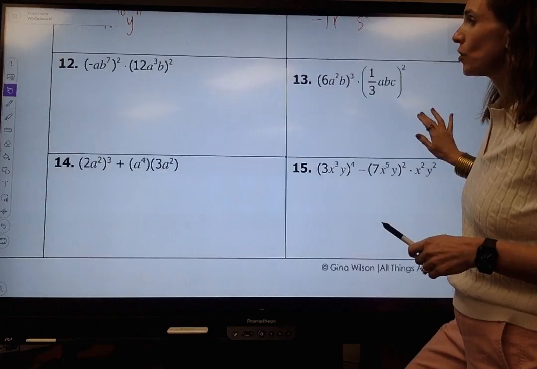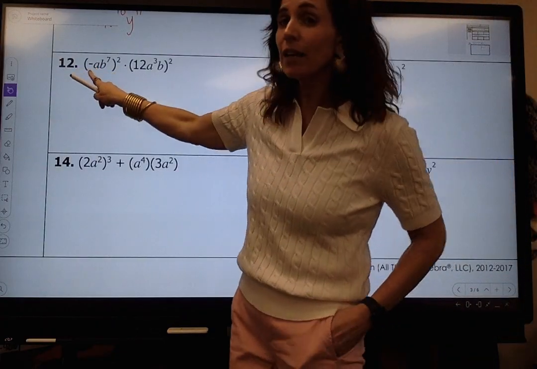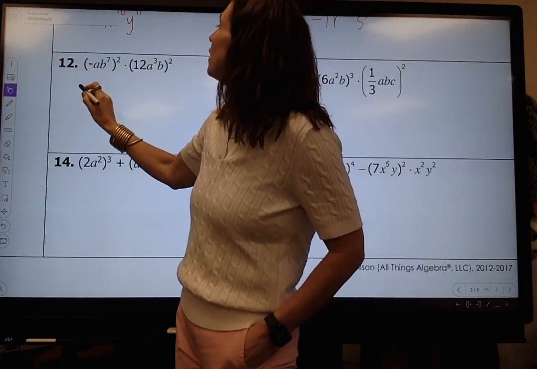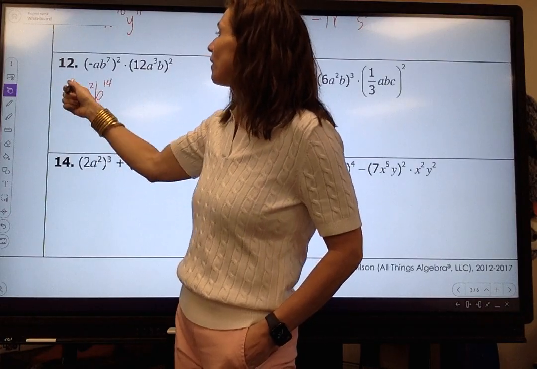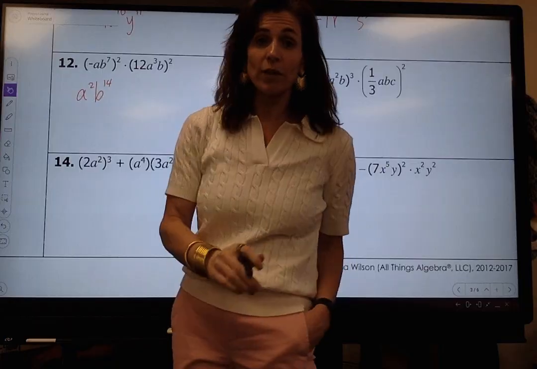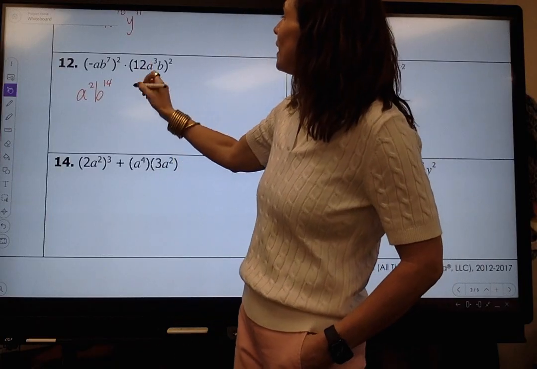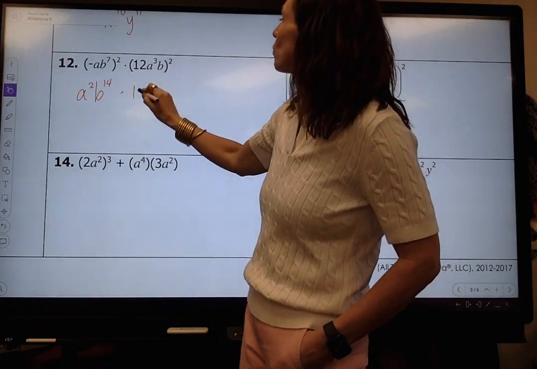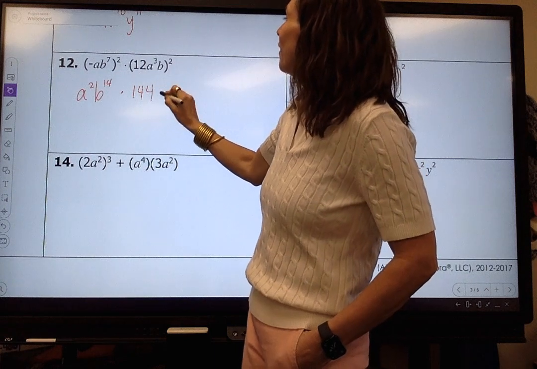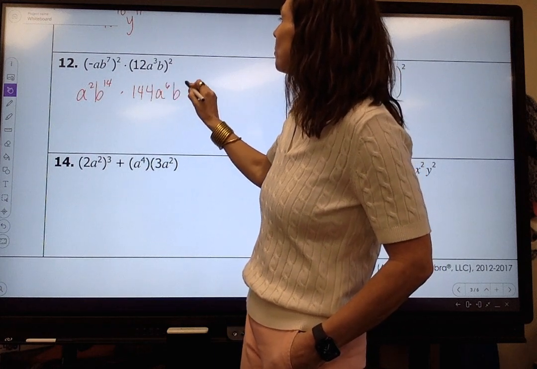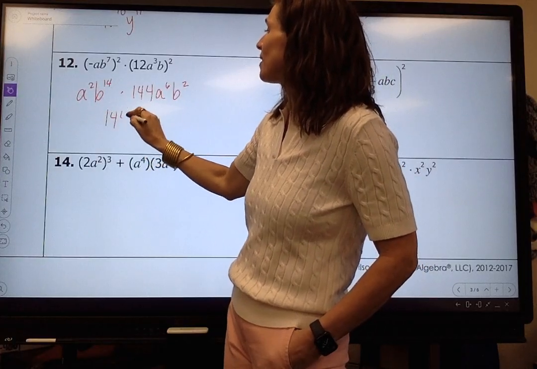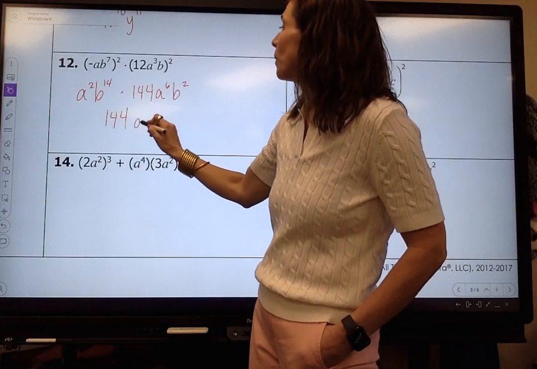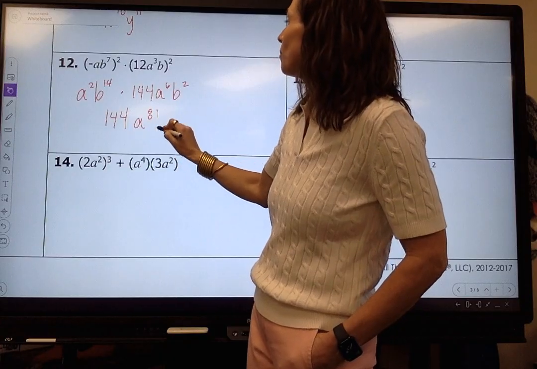Okay, let's go down to 12. Here, I have a negative times a negative, which is a positive. So I have a squared, b to the 14th, and really that coefficient is understood to be 1, so I don't have it there. And then I have 12 squared, which is 144, and then I have a to the 6th, b squared. When I multiply these guys, my coefficient stays the same, 144, and my exponents add because they're being multiplied.